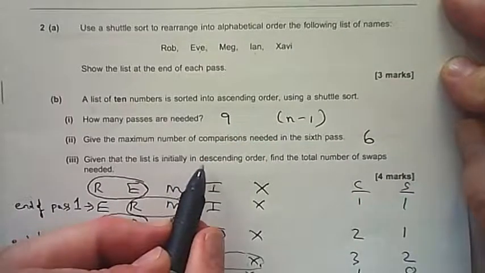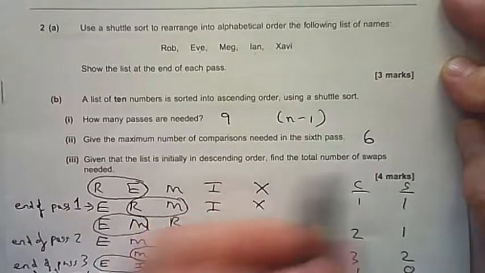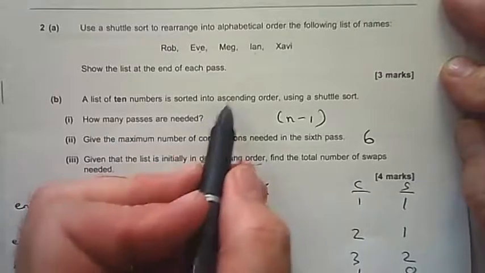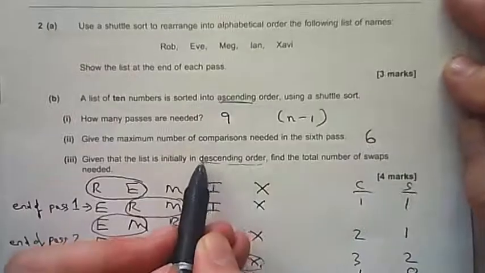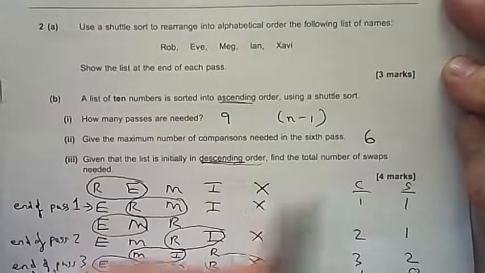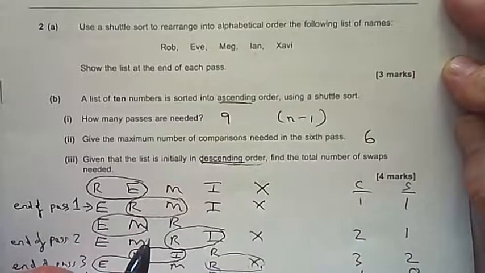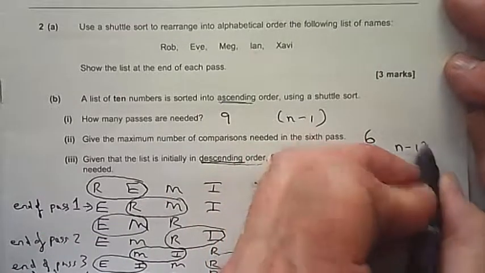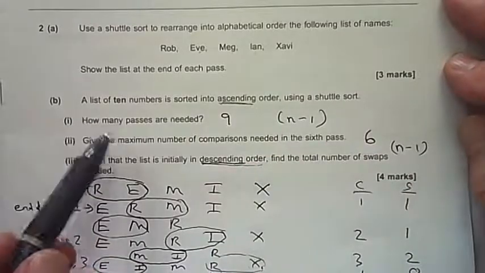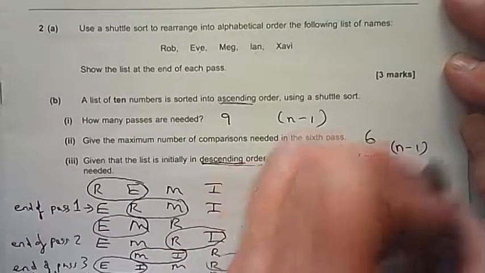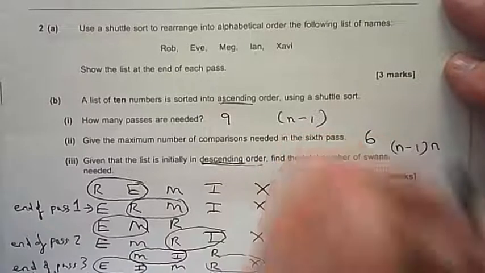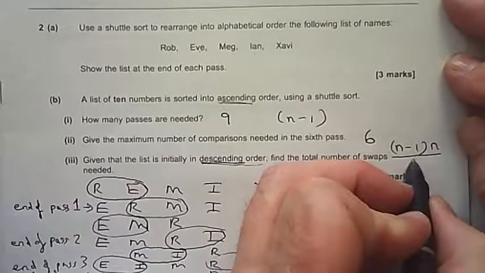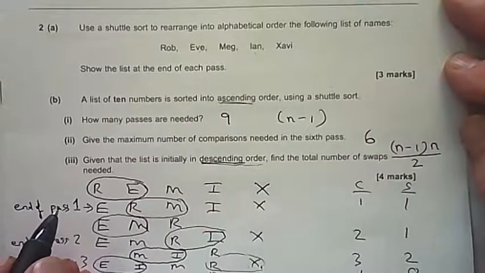Given that the list is initially in descending order, find the total number of swaps needed. Well, descending order, if you're sorting into ascending order, is worst case scenario. It means that every comparison will bring about a swap. So we've already discussed, we've got n-1 passes, we've got n items, that's the formula we use.